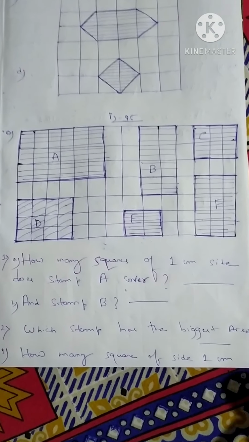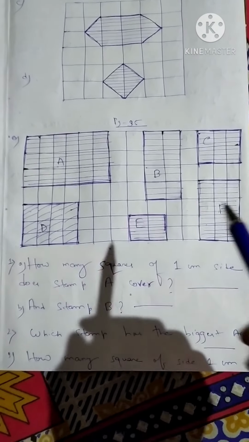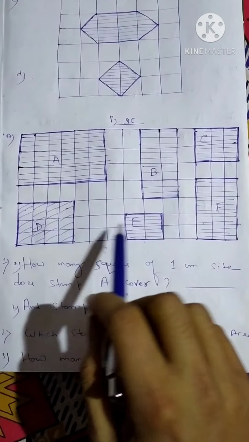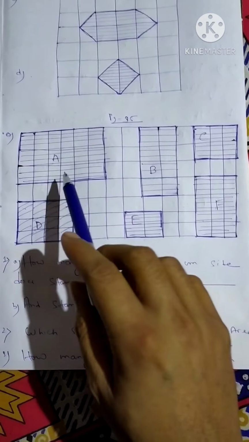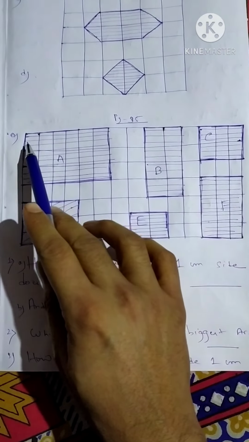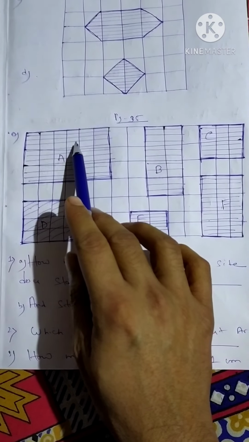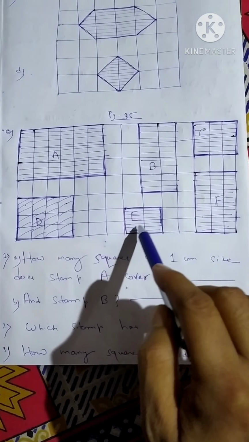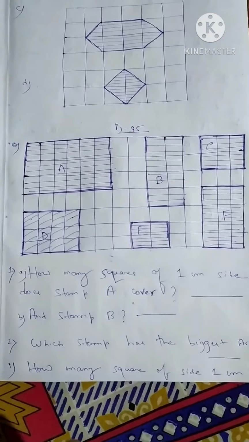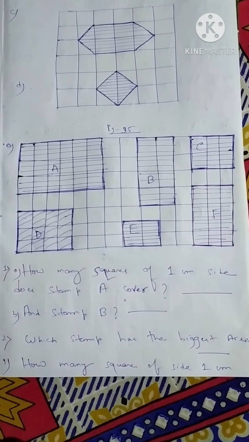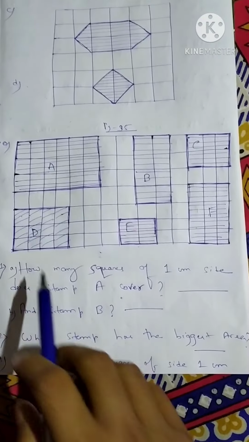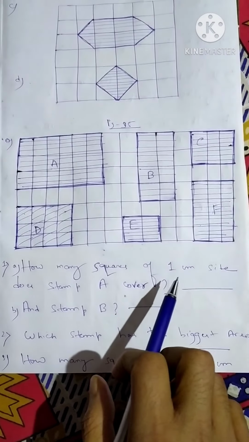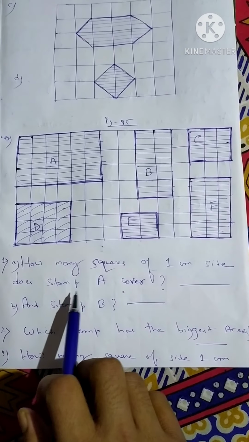Okay, so let's start. Here you can see A, B, C, D, E, F, 6 stamps, and all the single squares have an area of 1 centimeter square. So let's start. The first question is, how many squares of 1 centimeter side does stamp A cover?